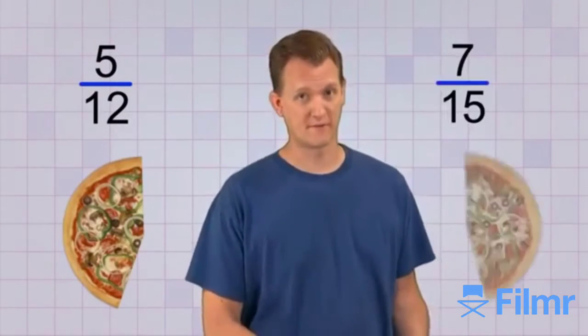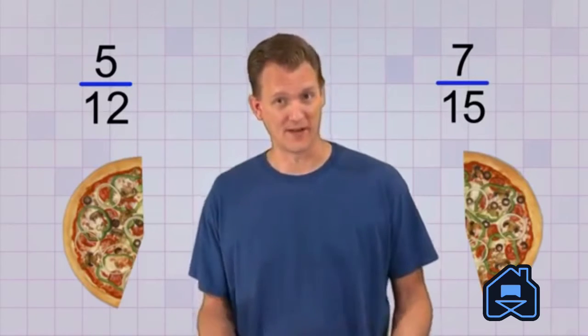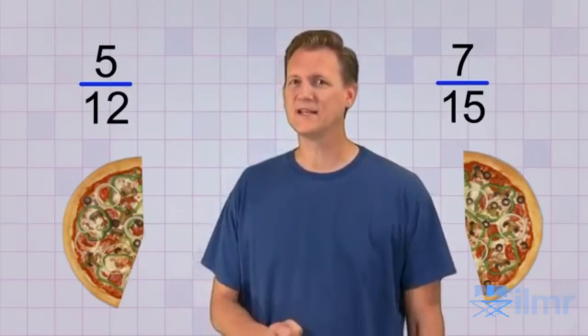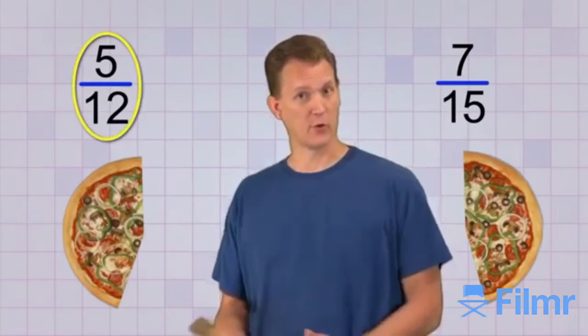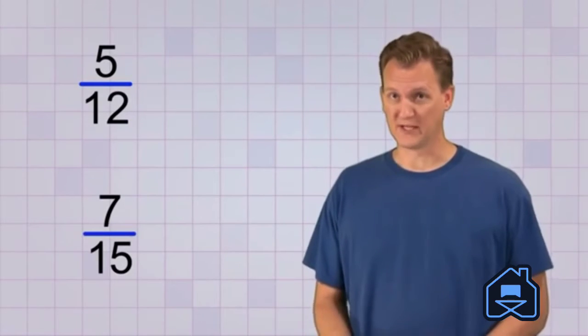For example, let's say I offered to give you either 5/12ths of a pizza or 7/15ths of a pizza. Now you happen to be really hungry, so you want to choose the biggest amount. But it's not very easy to tell just by looking which is bigger, 5/12ths or 7/15ths. This is where decimal values can really help you out.